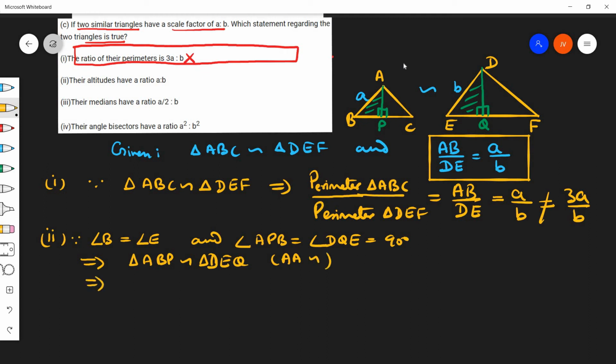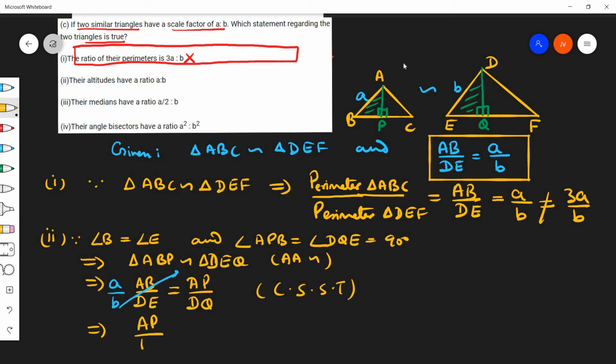And if two triangles are similar, then the ratio of corresponding sides is proportional. Means AB by DE must be equal to AP, which is the altitude, by DQ, which is also an altitude. Corresponding sides of similar triangles are proportional. But AB by DE, according to the question, is A by B. So this implies AP by DQ.